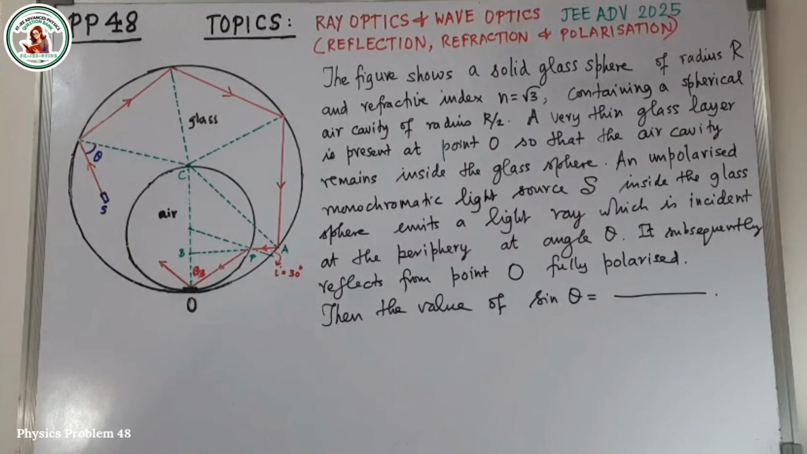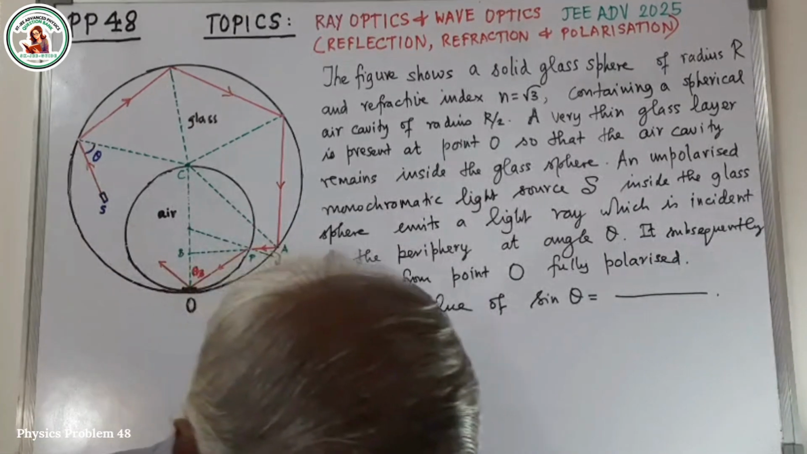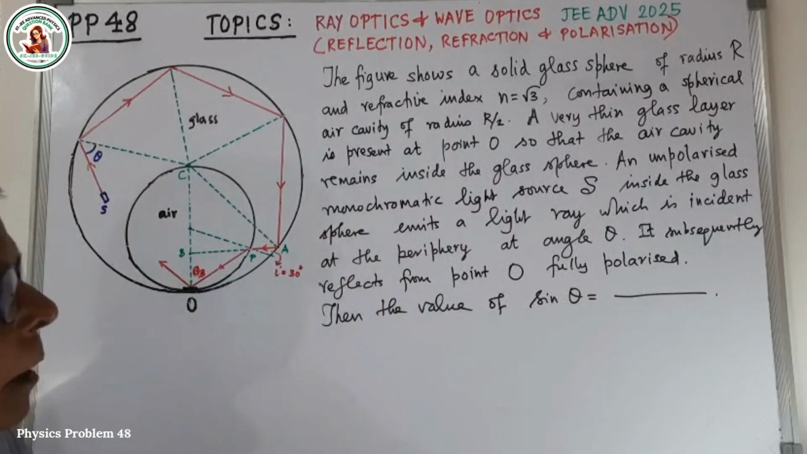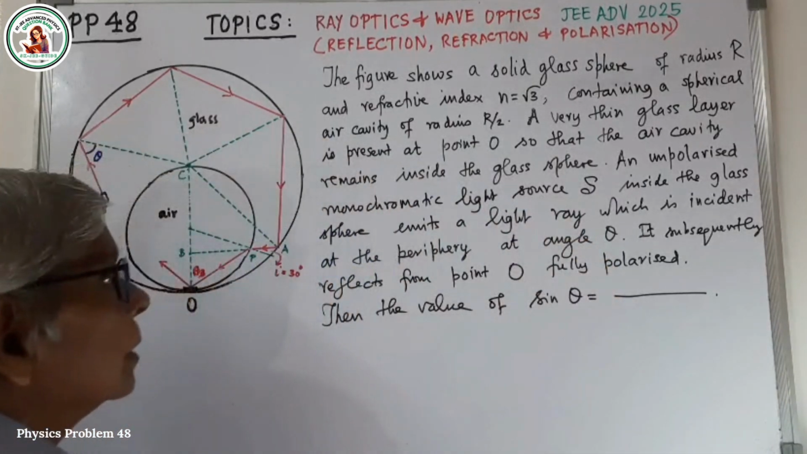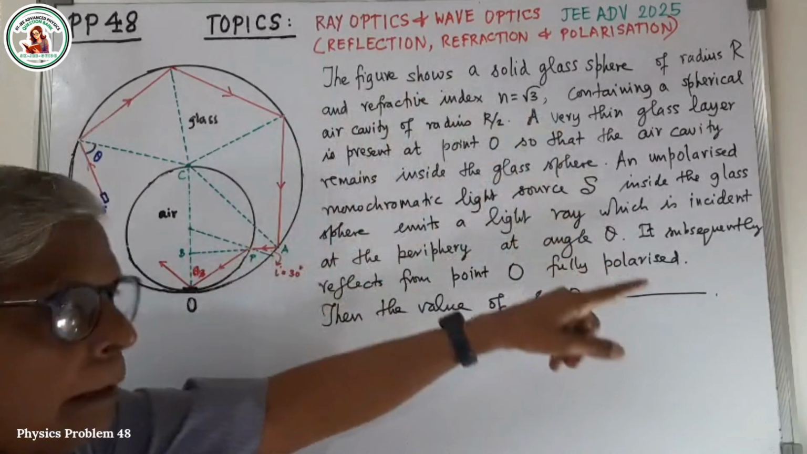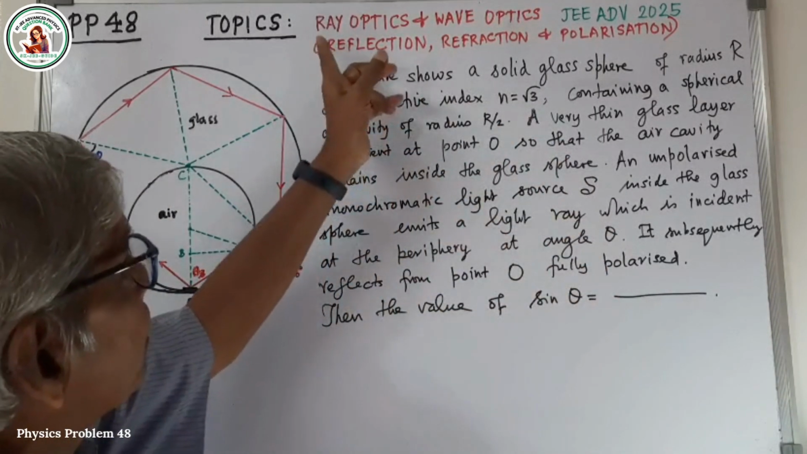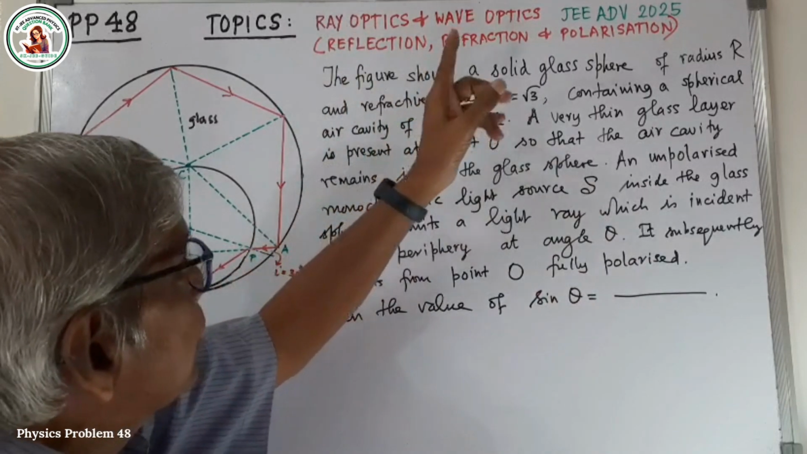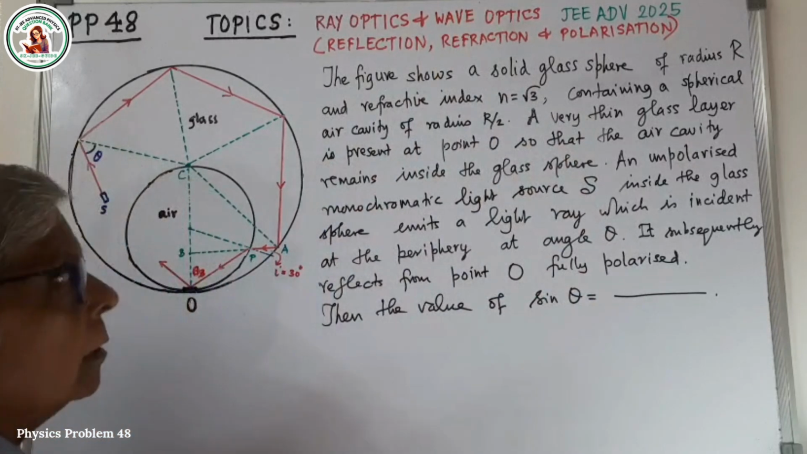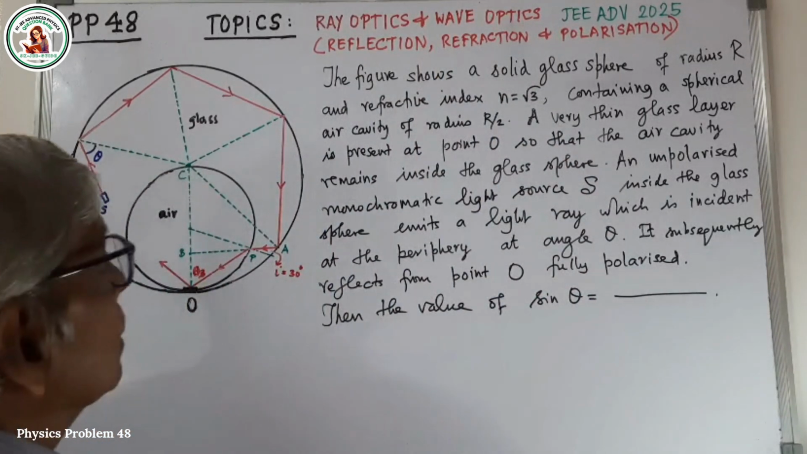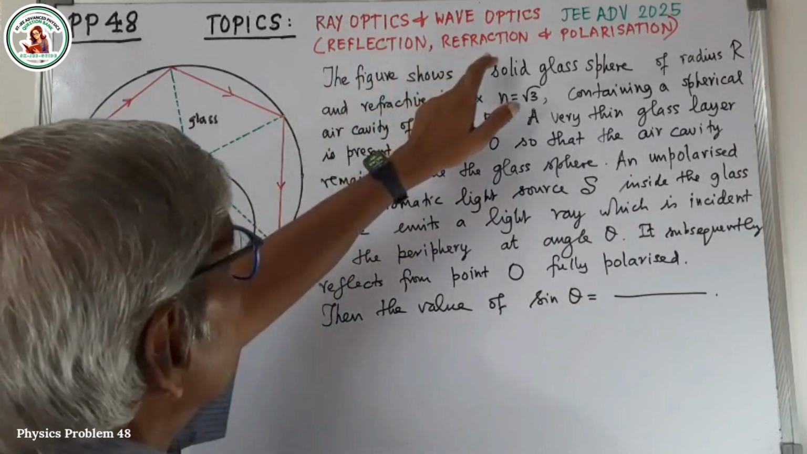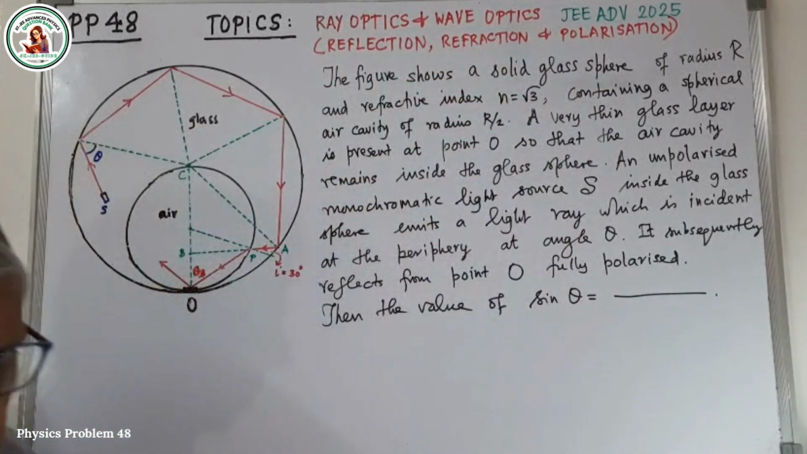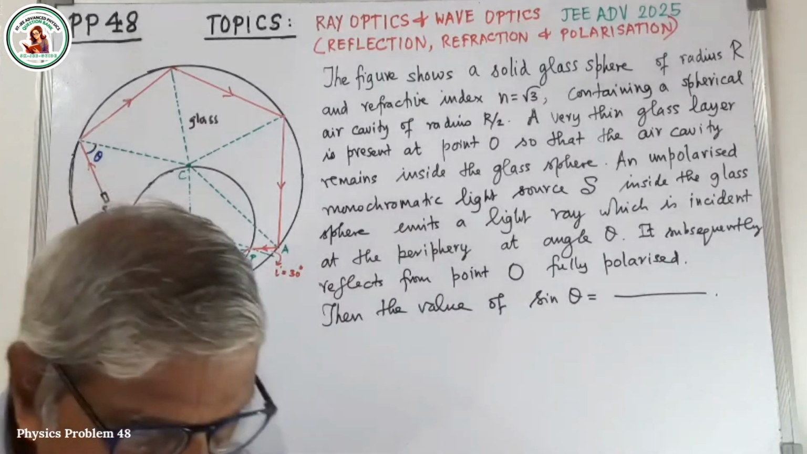We are discussing physics problem number 48 today, which is also from the IIT 2025. You can see the statement on the board, and the topics are ray optics and wave optics. Both branches of optics are involved. Subtopic wise, you can say reflection, refraction and polarization. These three concepts are involved.